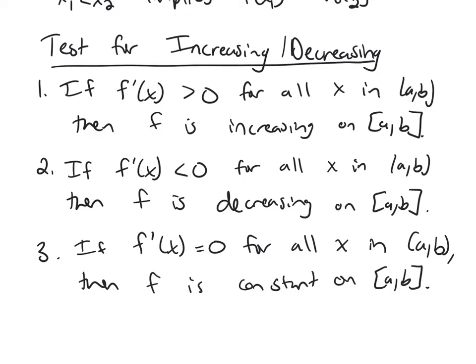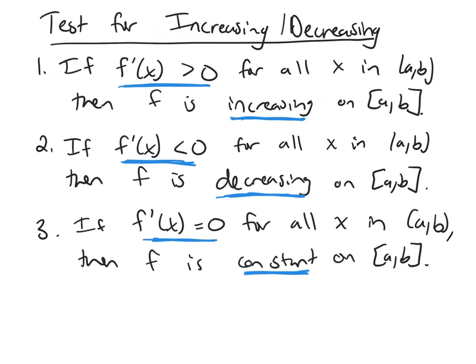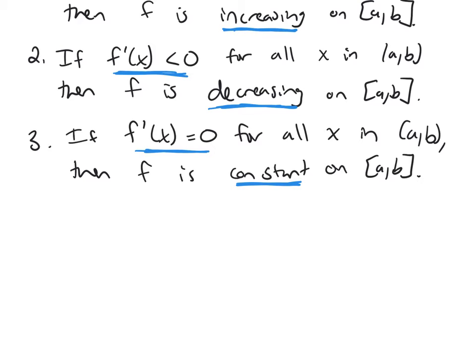So let's kind of relook at this. If the derivative is greater than 0, meaning it's positive, your function is increasing. If f prime of x is less than 0, it's negative, meaning your function is decreasing. Now, if it's equal to 0, your function is constant. So now let's look at an example problem.